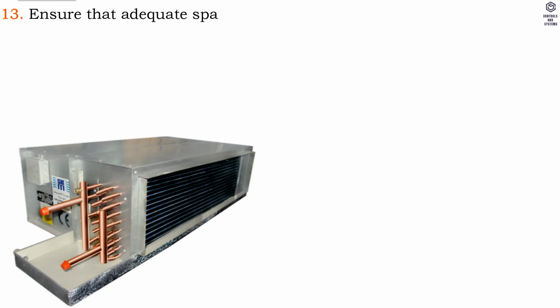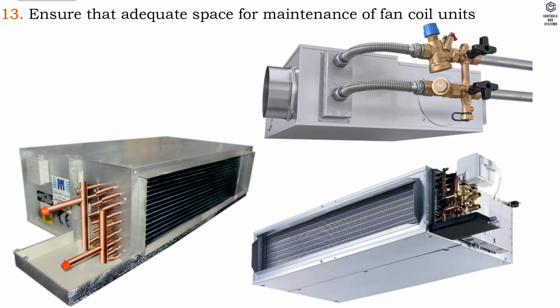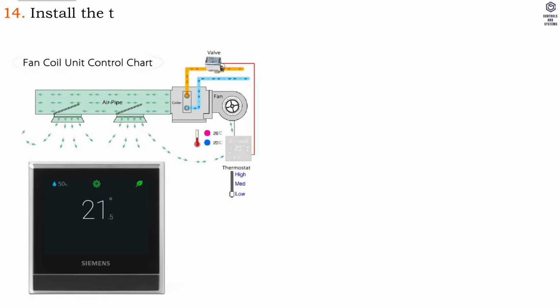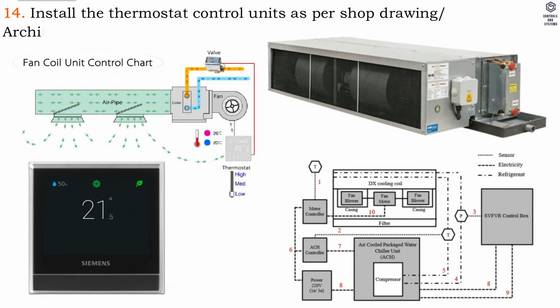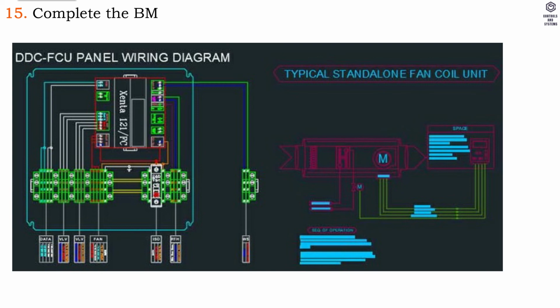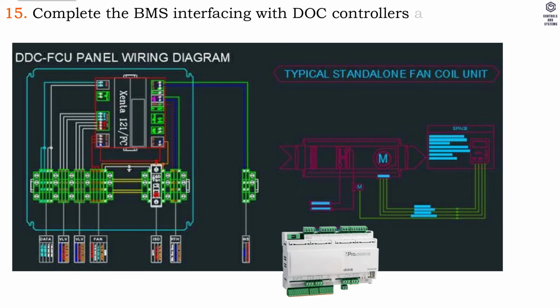13. Ensure that adequate space for maintenance of fan coil units and valve package is available. 14. Install the thermostat control units as per shop drawing, architectural, SS, FM drawing. 15. Complete the BMS interfacing with DDC controllers as per approved BMS drawings.